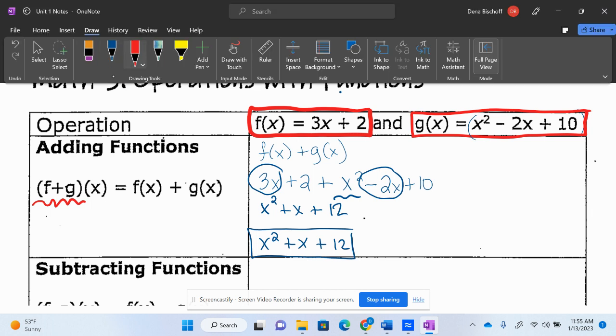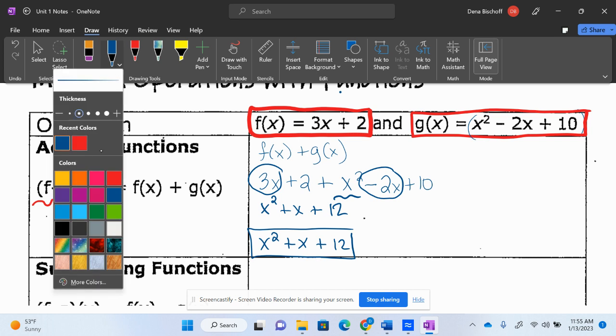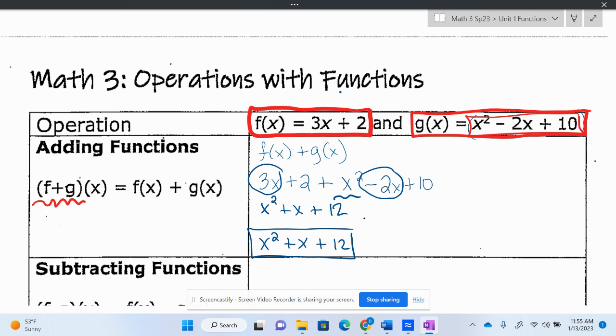I am a little bit more visual. I just feel like I do better if they're stacked on top of each other. So I'm going to try writing it that way for you next. So I'm going to take the larger function and put it on the top because, why can I change the order? The commutative property. The commutative property says when you're adding, it doesn't matter. So I'm going to put the x squared minus the 2x plus the 10 on the top. And to that, I'm going to add 3x plus 2.